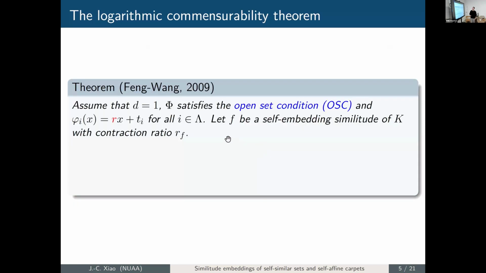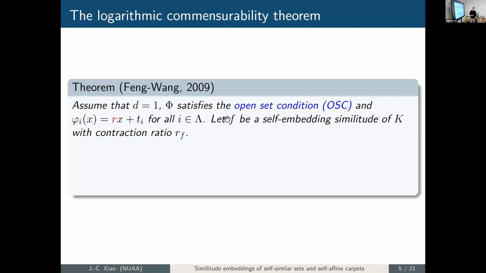A pioneer result was conducted by De Junfeng and Yang Wang in 2009. They actually worked on the real line, that is when d equals 1. And they put the open set condition on the self-similar iterated function system, and they require that such a system is the so-called homogeneous system. That means the contraction ratio of all similitudes in that system is a common value, which I denote by R.